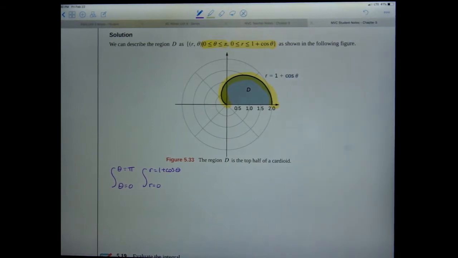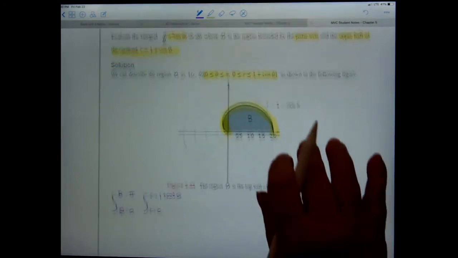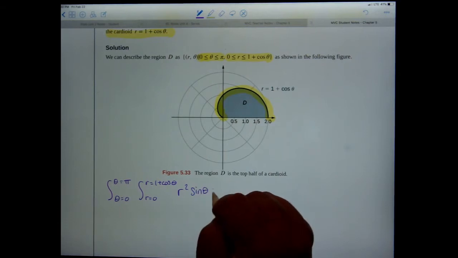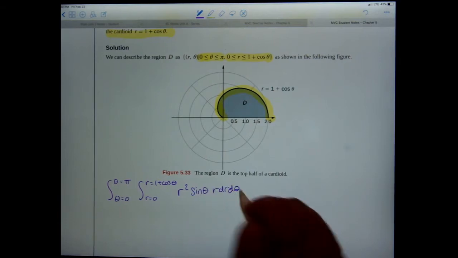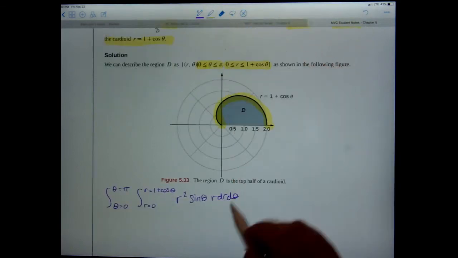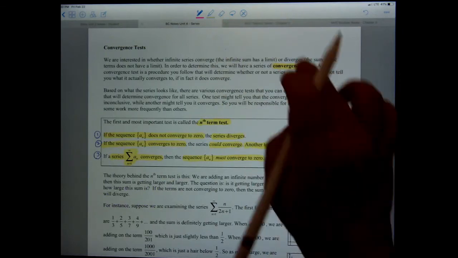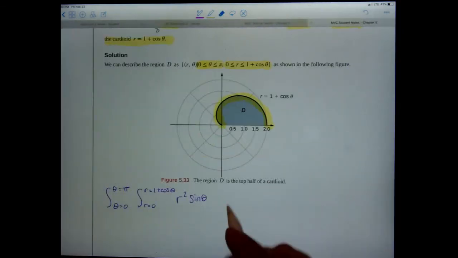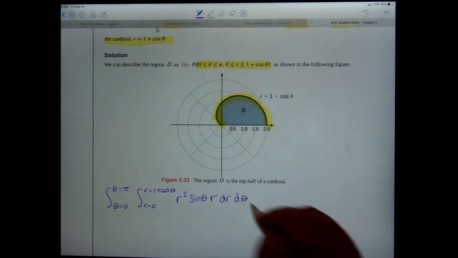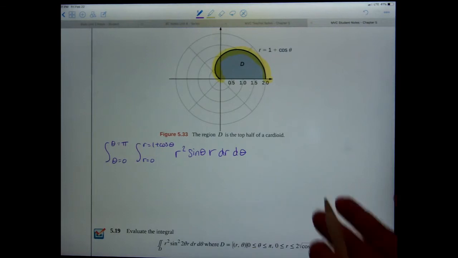And then we put in our equation. R squared sine theta r d theta. Those are too crunched for my liking. Oh, what did I do? Rats. There we go. Can you scroll up? r d theta. Can you see now? Yeah. Okay.